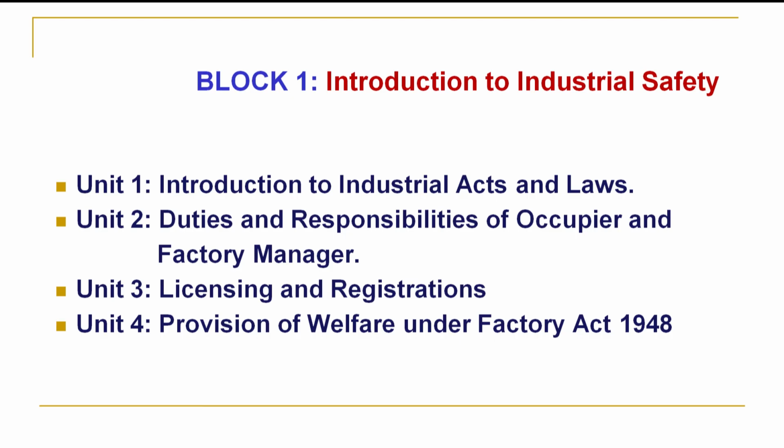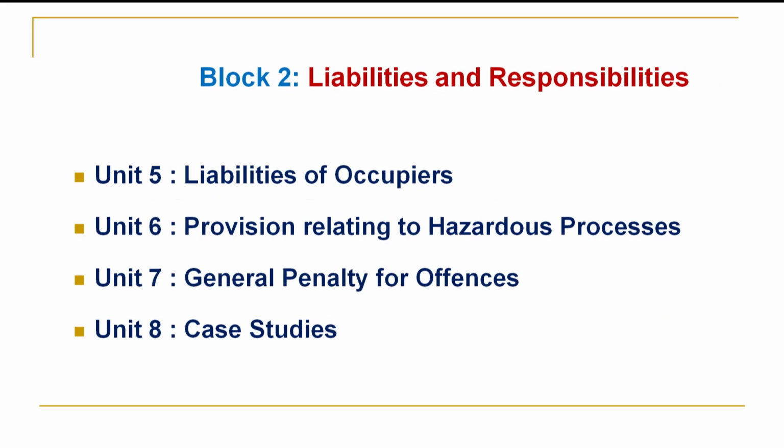In this course, we have 8 units in block 1. Unit 1 deals with the introduction to industrial acts and laws, and unit 2 represents the duties and responsibilities of occupiers and factory managers. Unit 3 deals with licensing and registrations, unit 4 the various provisions of welfare under the Factory Act 1948, unit 5 liabilities of occupiers, unit 6 provisions relating to hazardous processes, unit 7 the general penalty for offences, and unit 8 the various case studies in industrial safety.